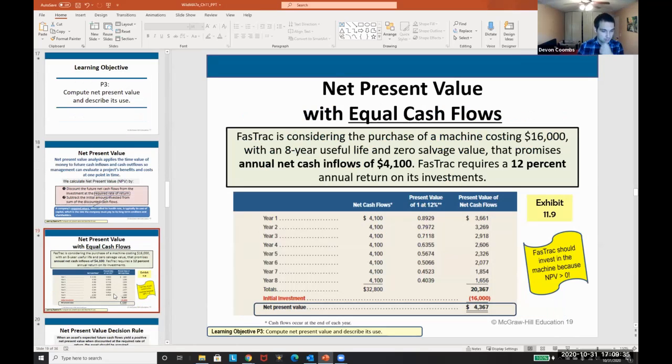So let's go over an example with equal cash flows. Fast Track is considering the purchase of a machine costing $16,000 with an 8-year useful life that promises net cash inflows of $4,100. We require a 12% rate of return on its investments. This rate will always be given to you in your initial classes.